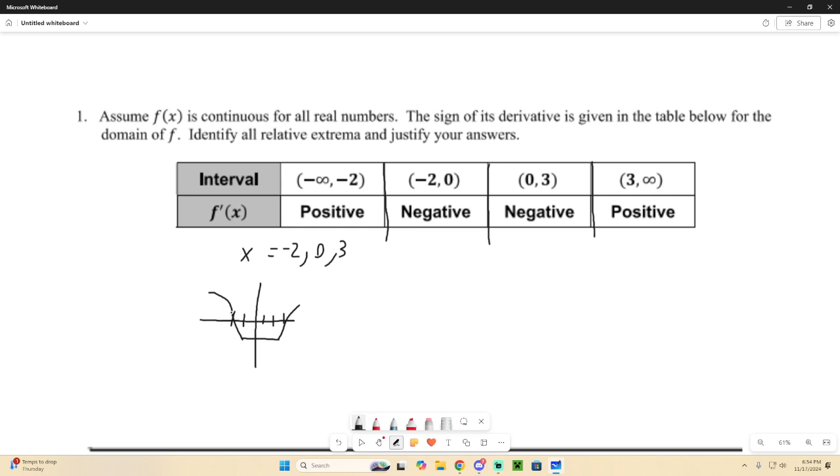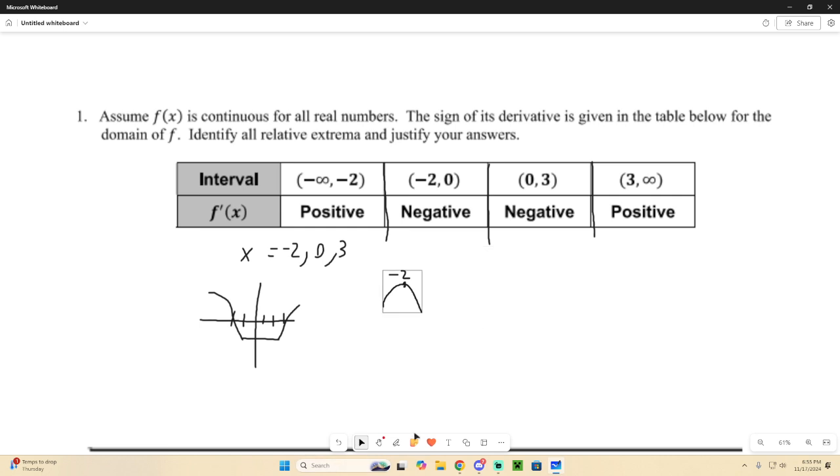So as we can see, at x equals negative 2, before the critical point it's positive, and then after the critical point it's negative. So it's going from increasing at that point to decreasing, and that will be at negative 2. And then at 0, it's negative the whole way through, so it's going to be constantly decreasing at x equals 0.